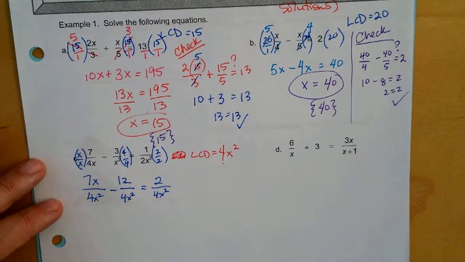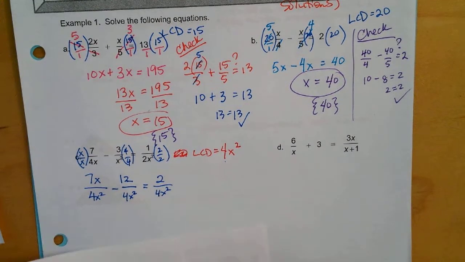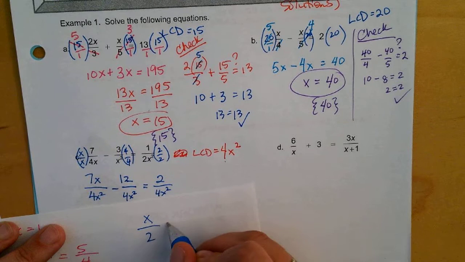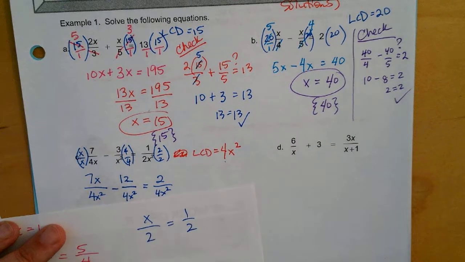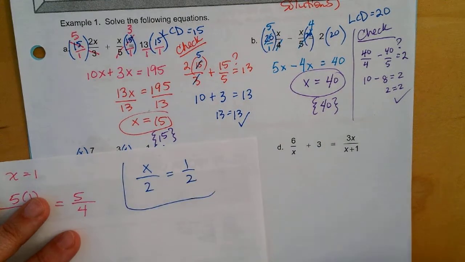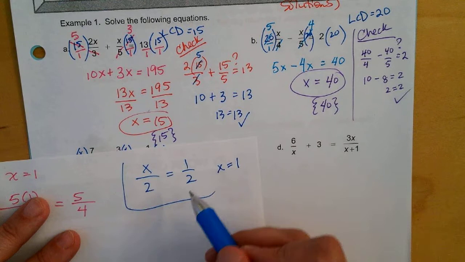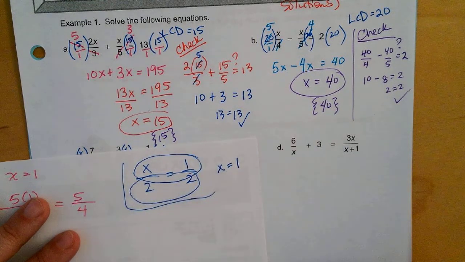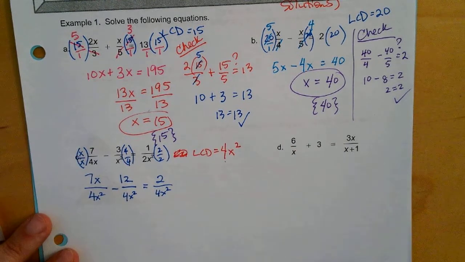Now, if I were to tell you, okay, I'm just going to do a little corner sheet over here. If I were to tell you that x over 2 is equal to 1 over 2, do you know what x has to be in that case for this equation? What would it have to be? X would have to be equal to 1. That's because if the denominators are equal, then so are the numerators. Notice how the denominators here are all equal.